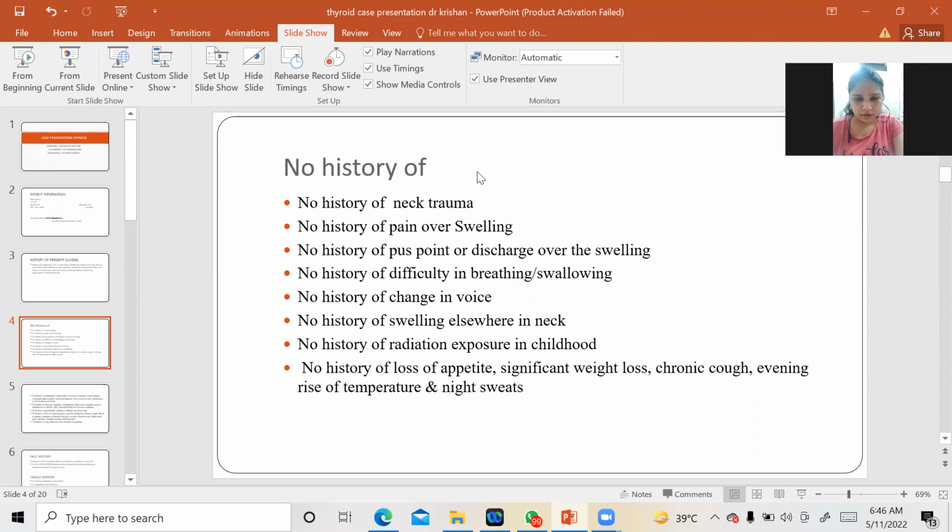Any inputs you would like to? Yeah, Dr. Krishan, whenever you are telling a negative history, you always have to think about the differential diagnosis. For our viewers also, I'm telling that whenever you are taking a negative history, you should always have a differential diagnosis to rule out that history. Rightly pointed out. No history of neck trauma, you should have a differential.